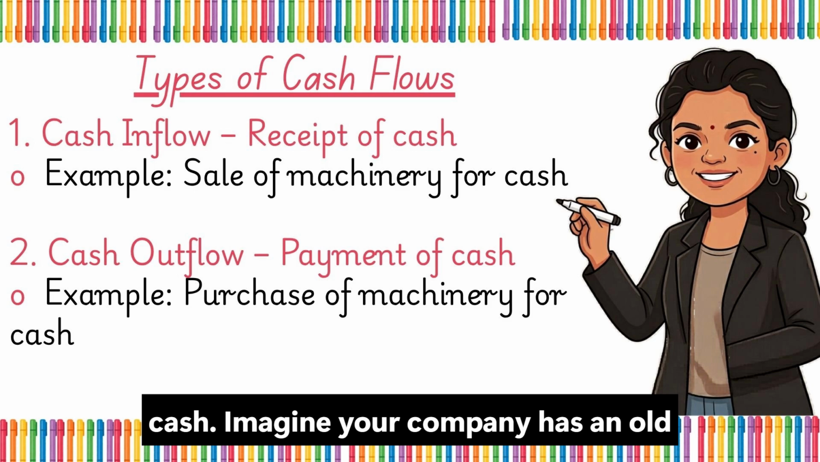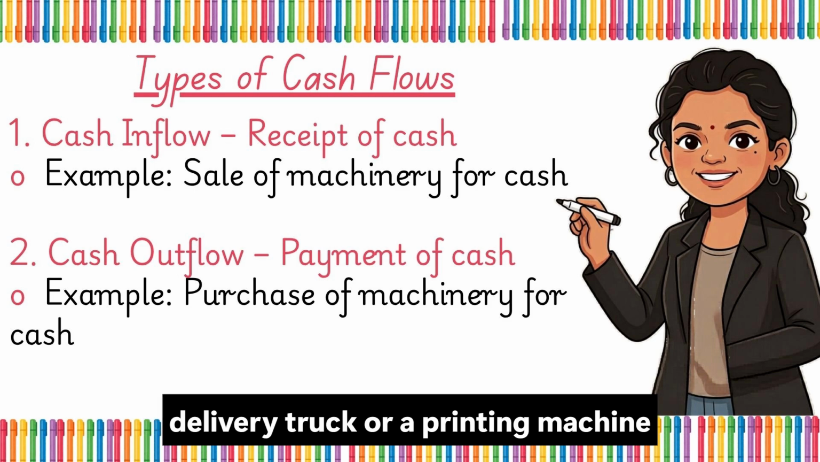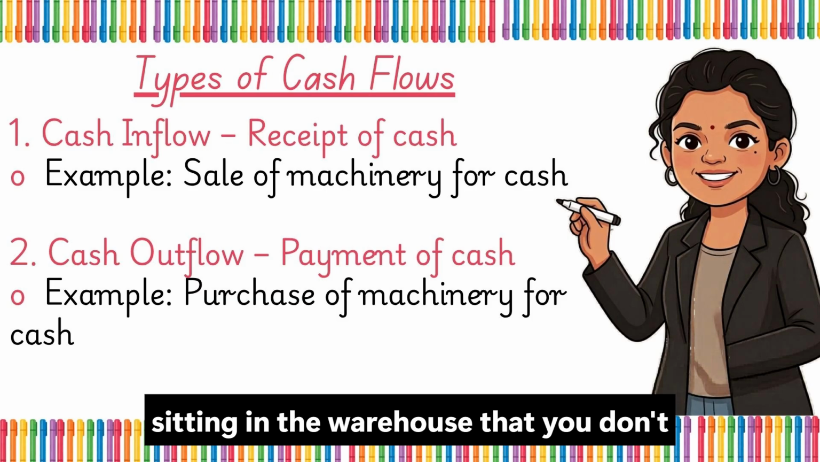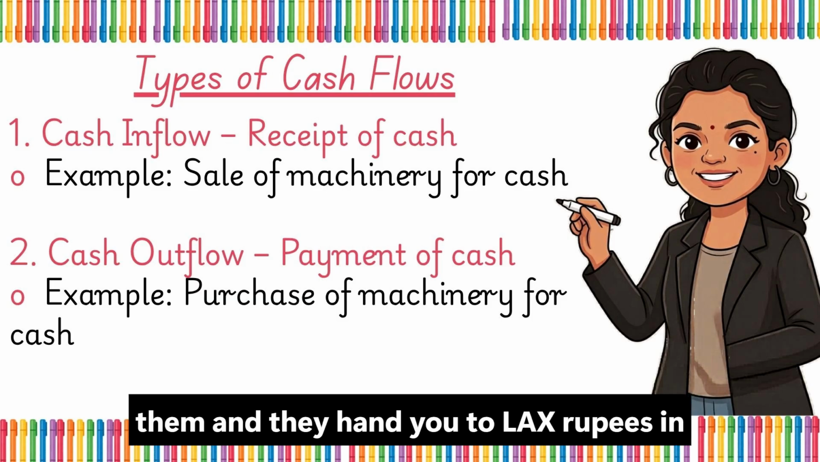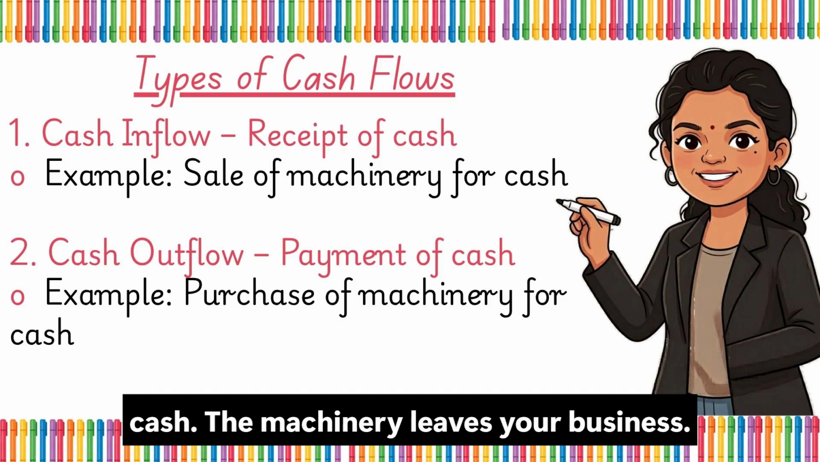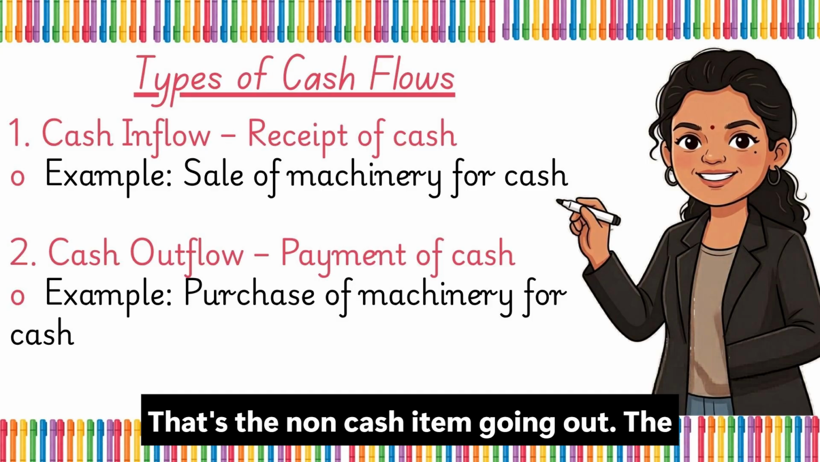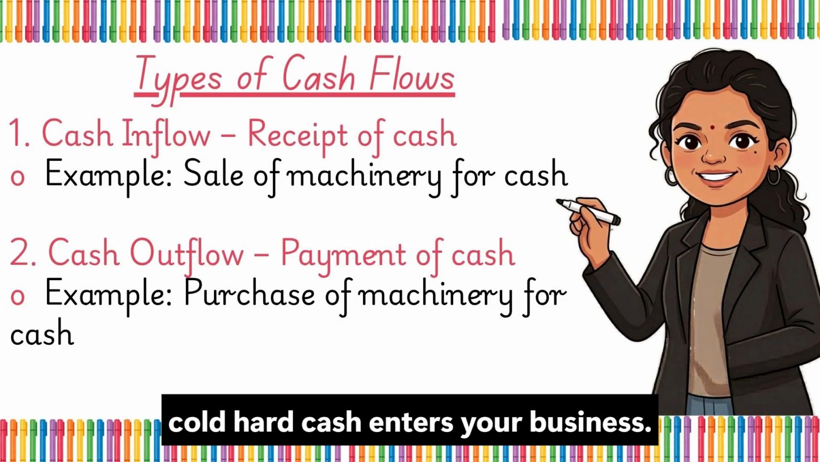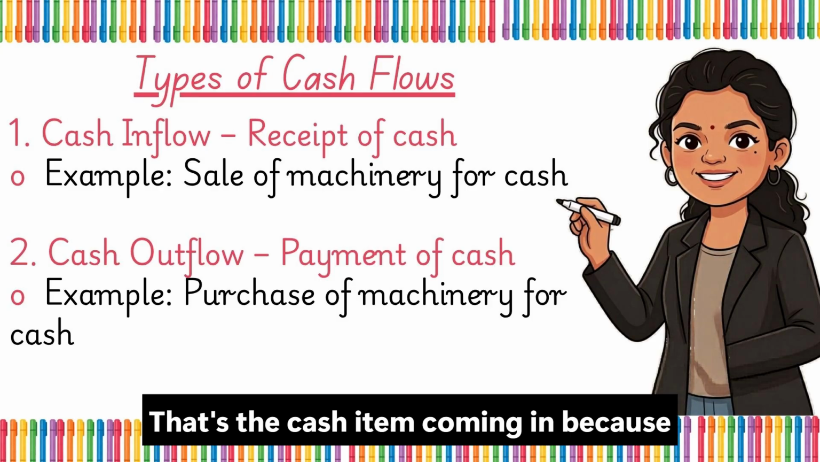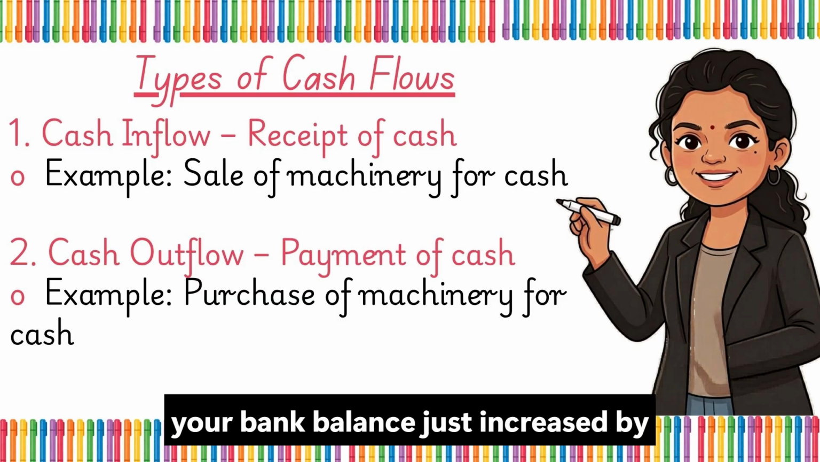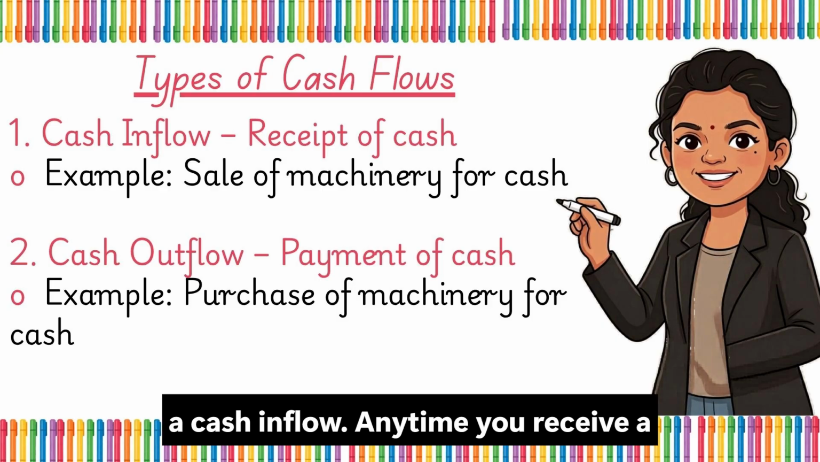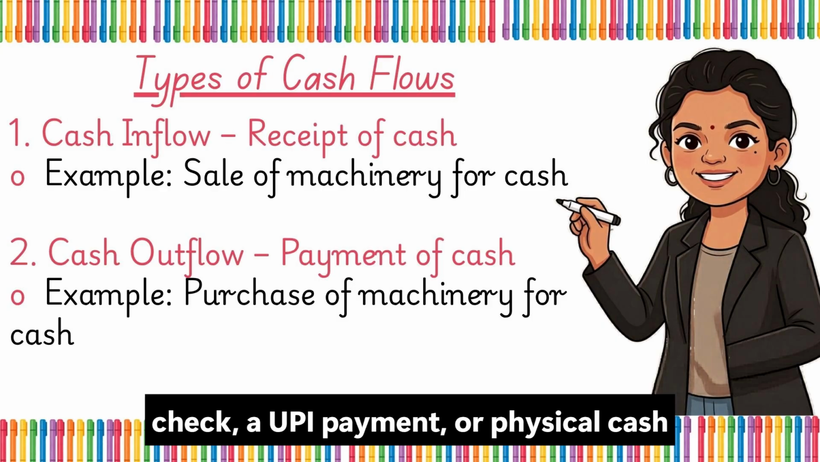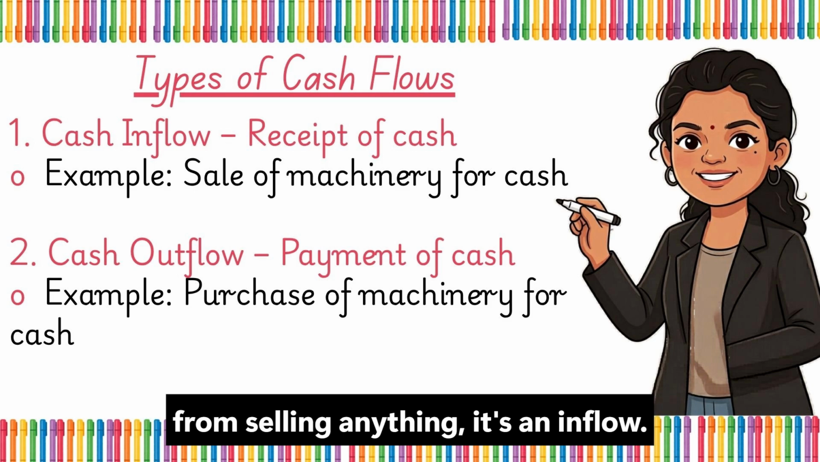Imagine your company has an old delivery truck or a printing machine sitting in the warehouse that you don't use anymore. You find a buyer, sell it to them, and they hand you 2 lakhs rupees in cash. The machinery leaves your business, that's the non-cash item going out. The cold, hard cash enters your business, that's the cash item coming in. Because your bank balance just increased by 2 lakhs rupees, this is a clear-cut case of a cash inflow. Anytime you receive a check, a UPI payment, or physical cash from selling anything, it's an inflow.